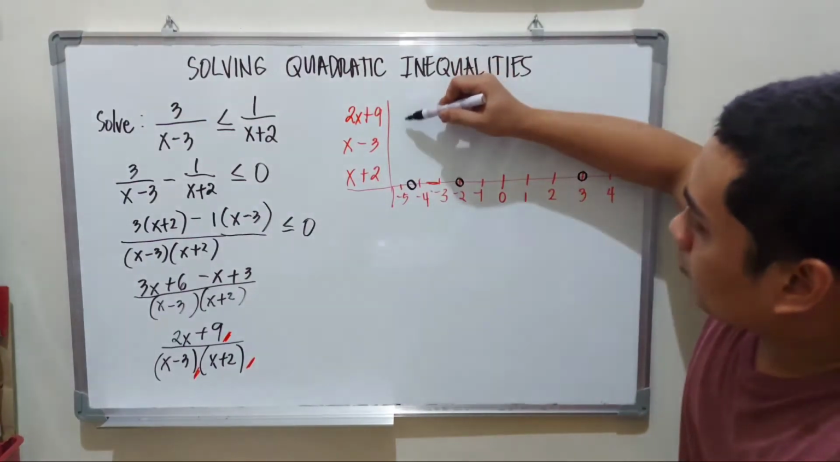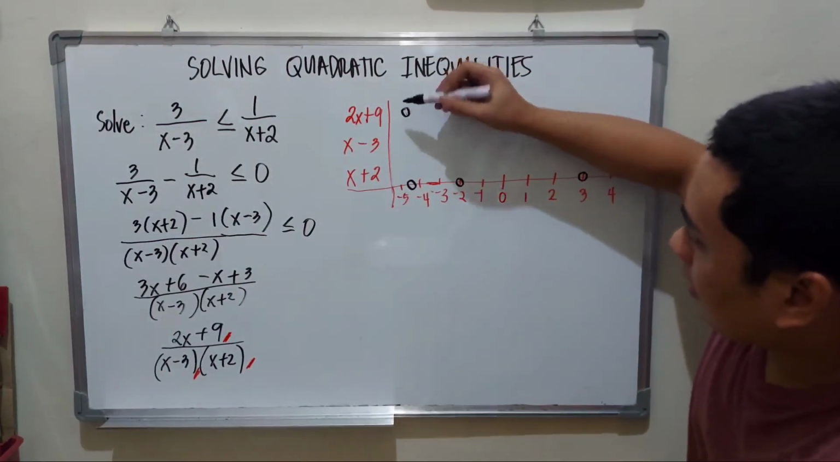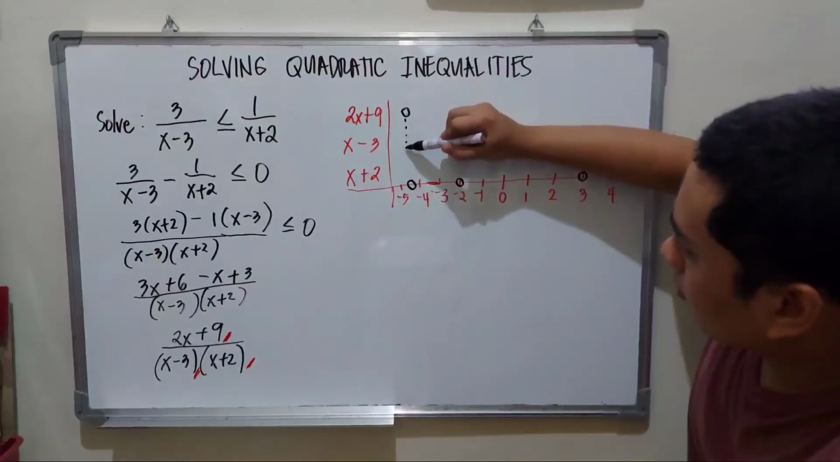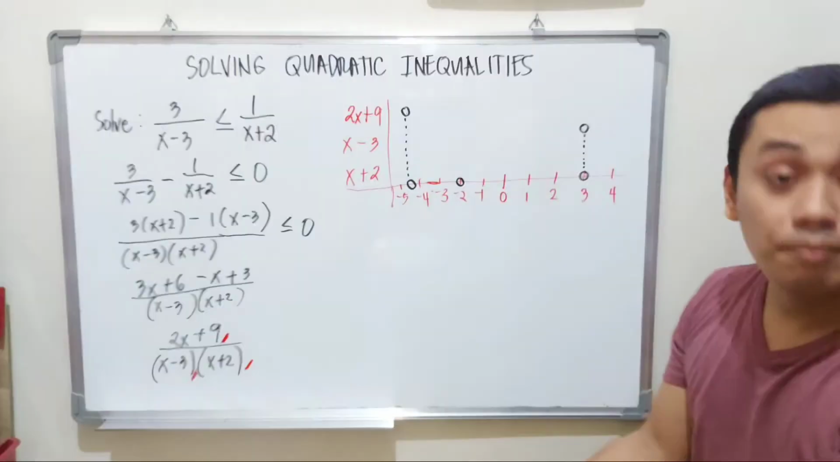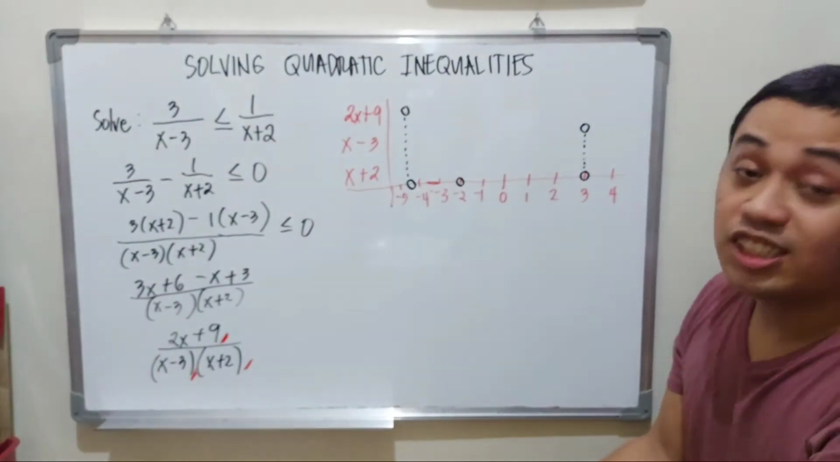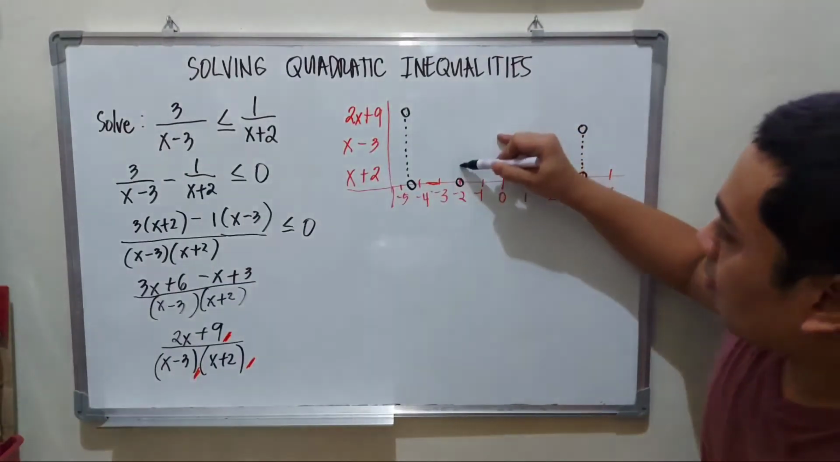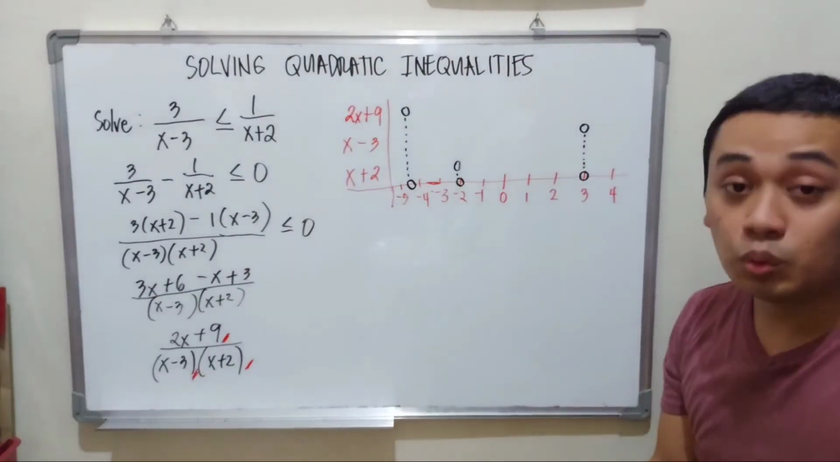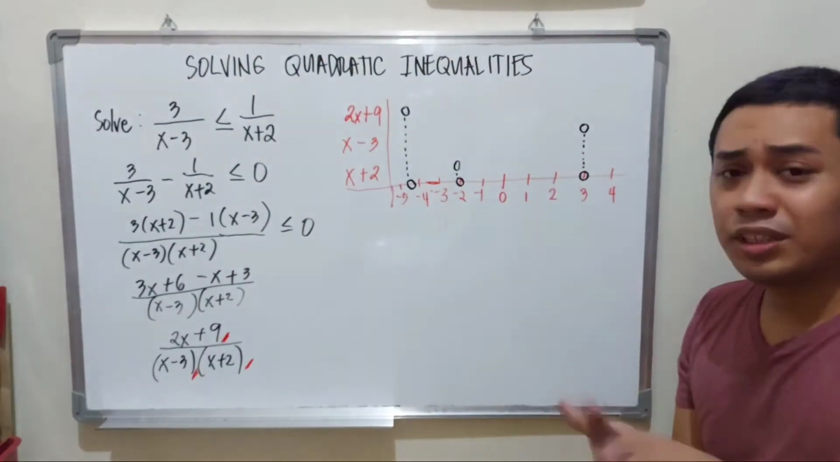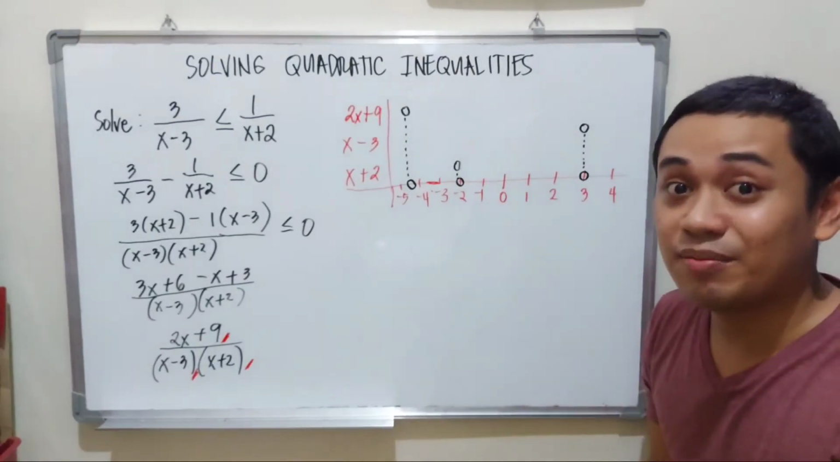So, meron ka kay 2x plus 9. Meron tayo kay x minus 3 at kay x plus 2. Now, kunin na natin yung left and right part ng mga zeros natin.